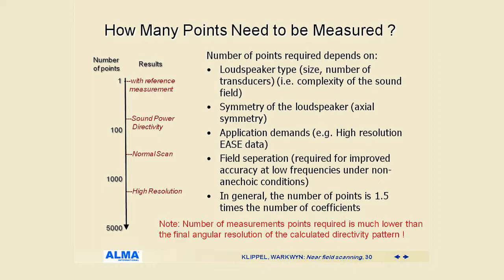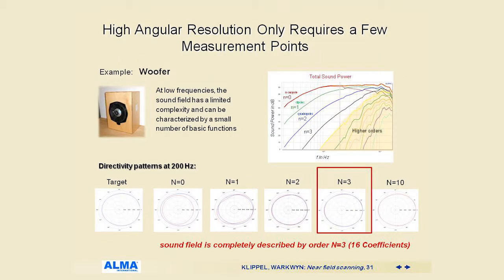The number of measurement points required is much lower than the final angular resolution of the calculated directivity pattern. This is important. High angular resolution only requires a few measurement points. Example, a woofer at low frequencies. The sound field has limited complexity and can be characterized by a small number of basic functions.